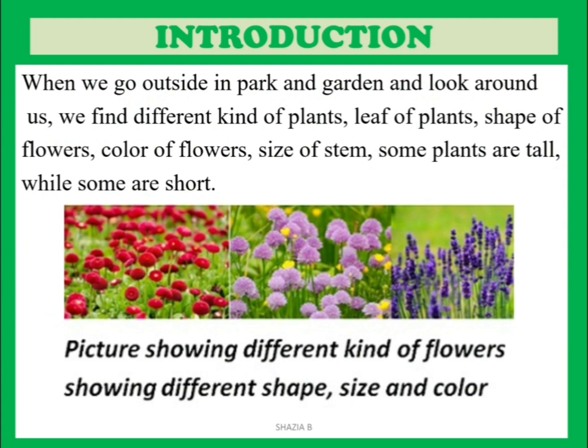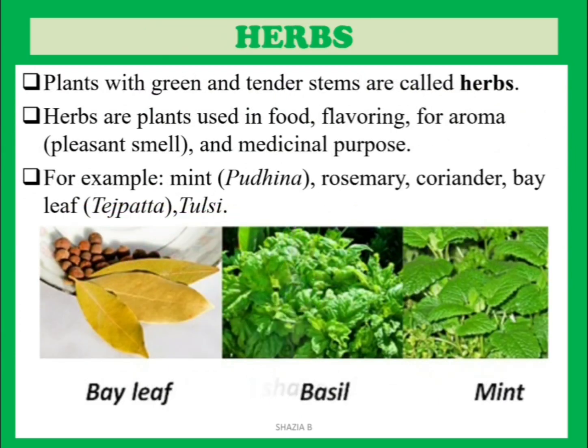Here are pictures of different kinds of flowers, showing different shapes, sizes and colors. Mainly there are three types of plants based on their size. All plants can be classified into three types based on their size. They are herbs. The first one is herbs.